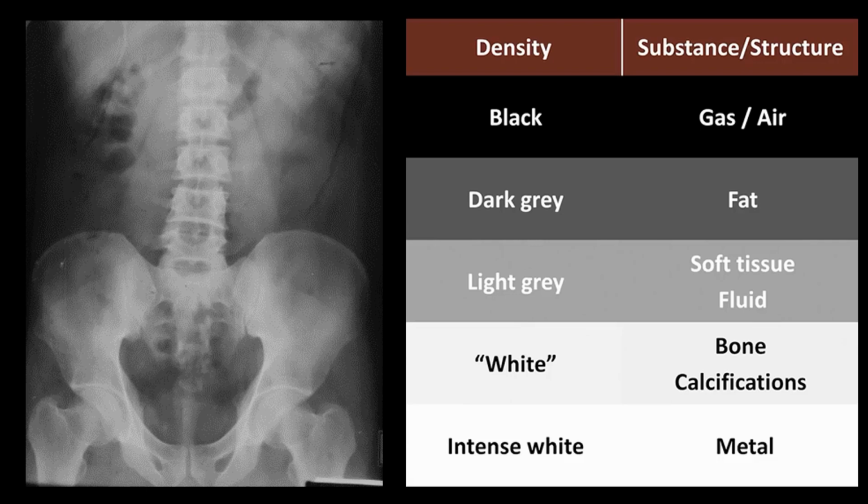So, before going into the proper topic, regarding X-rays, mainly in the abdominal X-rays, we will be able to identify 4 or 5 types of major densities. Black density means that will be gas or air, dark gray means that is fat, light gray means that will be soft tissue or fluid, white means bone or calcifications, intense white means any metal or implants or prosthesis that is present in the patient.